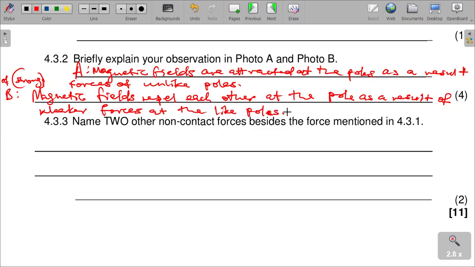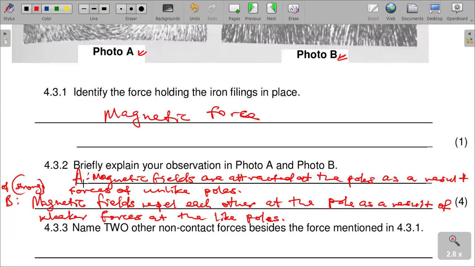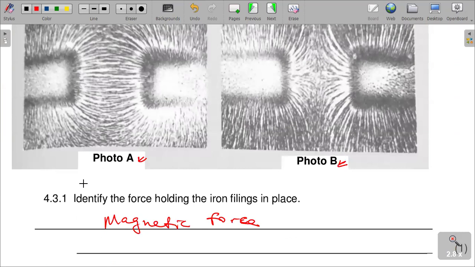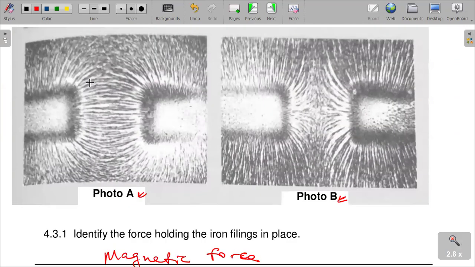That is the concept that you are supposed to take note of in respect to diagram A and B. So B, we have got repelling forces, which is taking place at the poles as a result of weaker forces at the like poles. And then at A, we have got magnetic fields attracted at the poles as a result of strong forces of unlike poles. You can see they are attracting each other. We are saying there is attraction in A, and then there is repelling because they are like poles here.